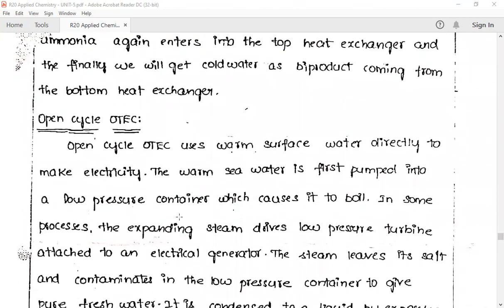Open cycle ocean thermal energy conversion and hybrid cycle ocean thermal energy conversion we will explain in the next lecture.